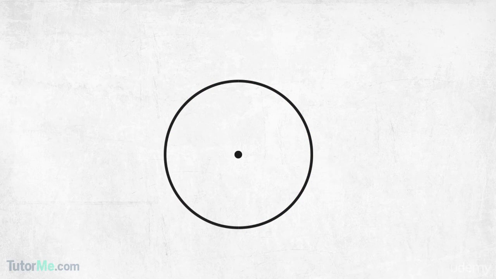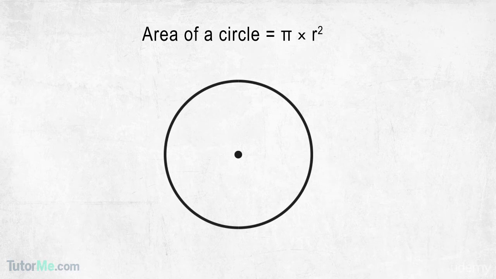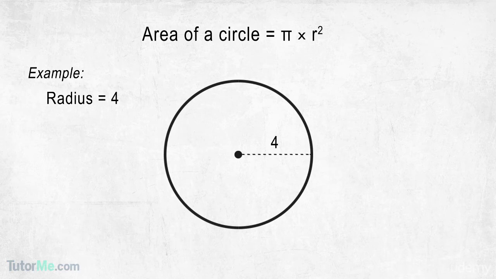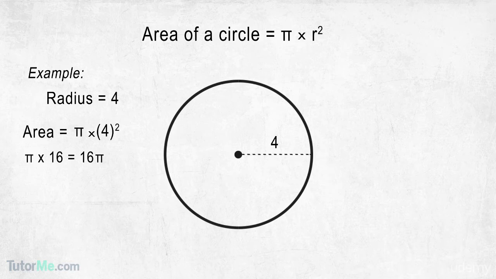Let's discuss important equations and calculations in regards to circles. The area of a circle is pi times radius squared. Let's take a look at an example. If the radius of a circle is 4, what is the area? So let's take the equation pi times r squared and plug in 4 for r. 4 squared is 16, so we have pi times 16, which simplifies to 16 pi.